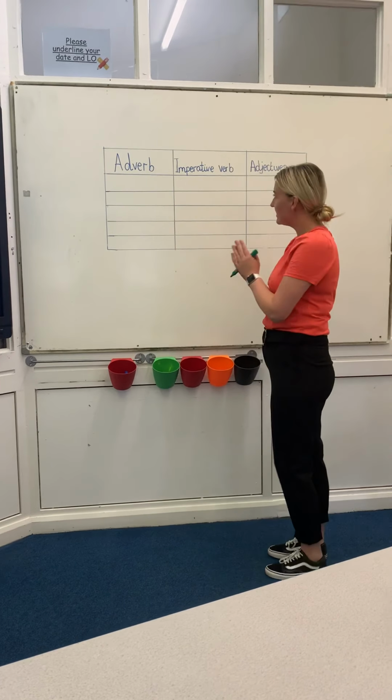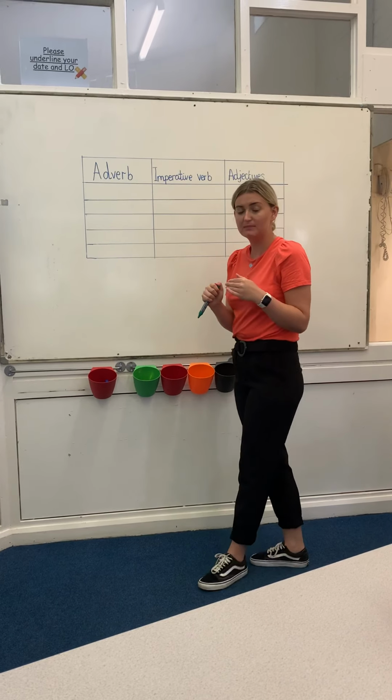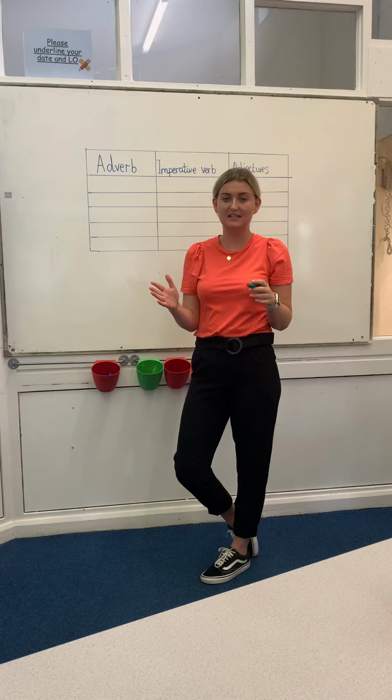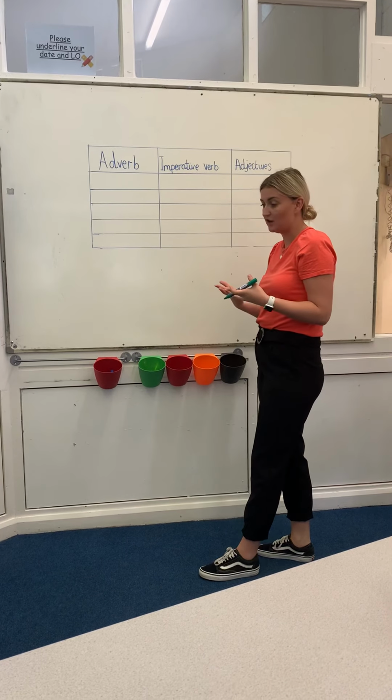And I think I'm going to do it to make it easy for myself in chronological order. Chronological means in the correct order that it happens. So I'm going to think about the steps that I will need to make a jam sandwich, and I will use the imperative verbs in the correct order.